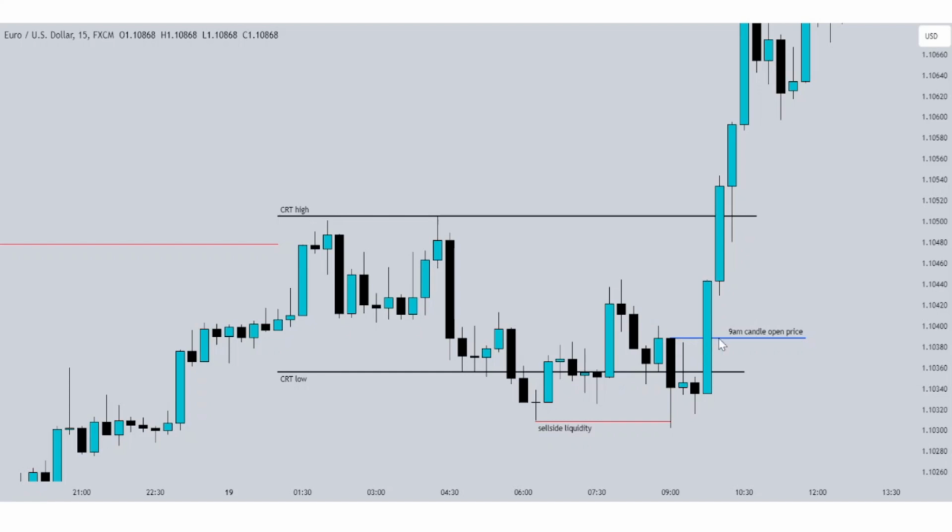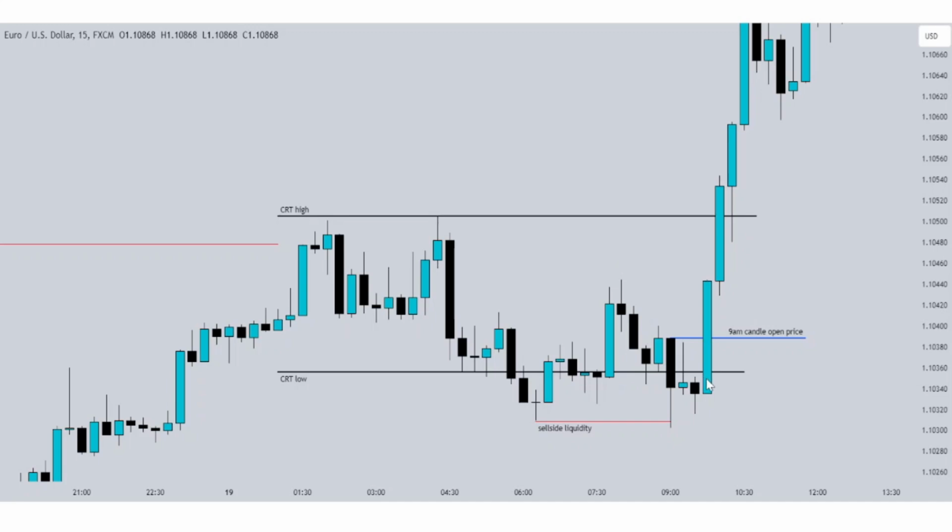You can see the 9 a.m. open price. You can see a line indicating the 9 a.m. open price. Then you're waiting for price to run some sort of liquidity or run into a liquidity pool, either a fair value gap or a sell side liquidity if you're looking for buys, which in this example, I was looking for buys. You can see how price opened, traded lower, taking out the sell side liquidity.